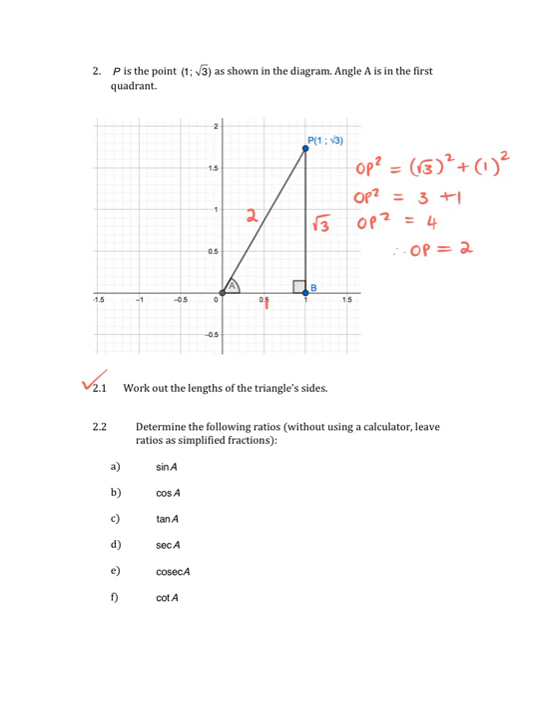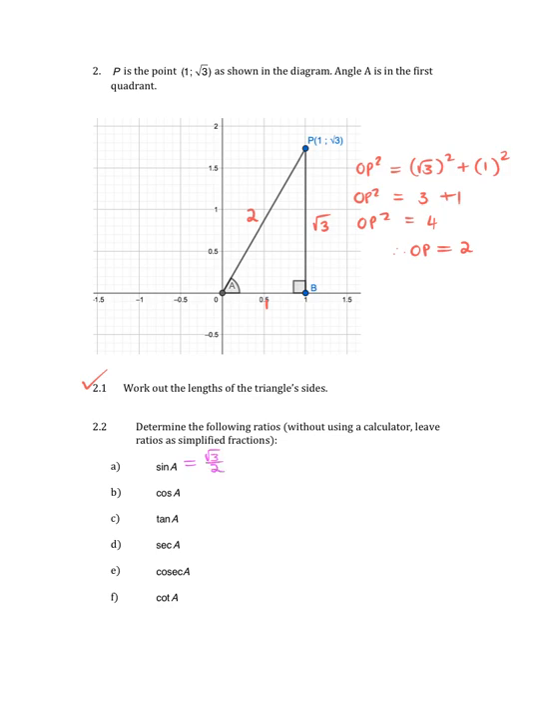Cool. So we've worked out the length of the triangle. We've done this so that we can answer our follow-up question. So sine of A is y over r, opposite over hypotenuse. So that's going to be root 3 over 2.